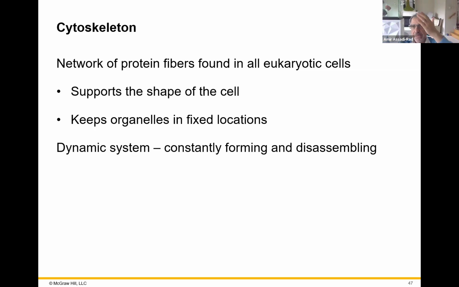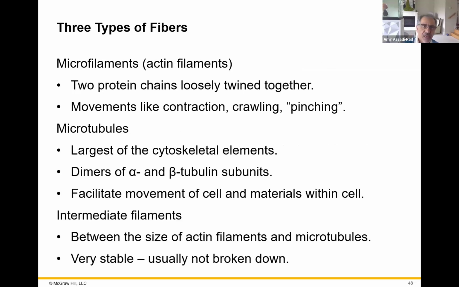Just like the walls of your home, inside the wall there are 2x4s, 4x4s. That's what cytoskeletons are. They support the shape of the cell and keep organelles in fixed locations inside of the cell. It's a dynamic system, constantly forming and disassembling. There are 3 types of cytoskeleton.